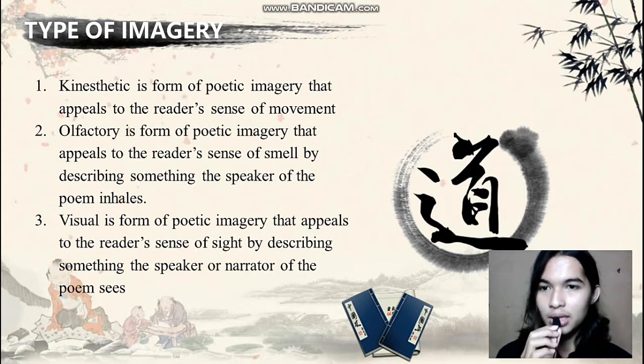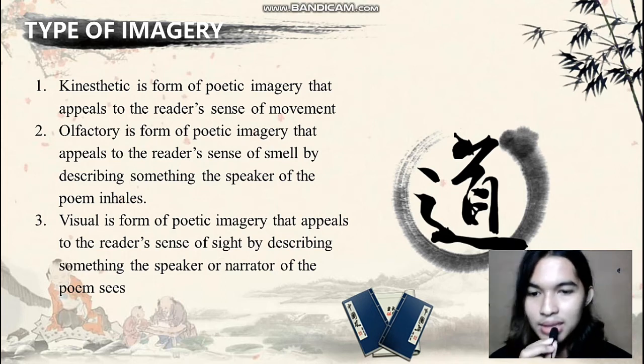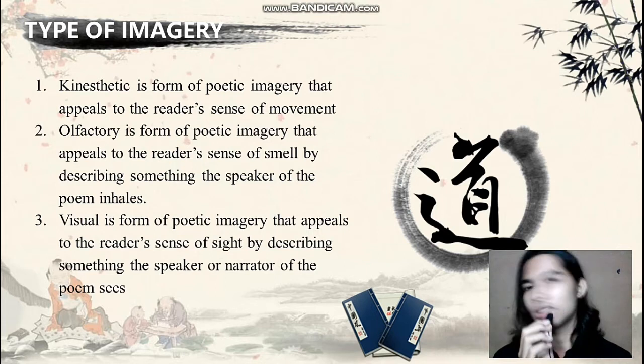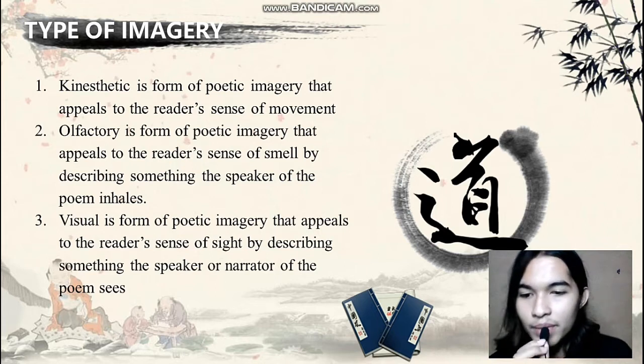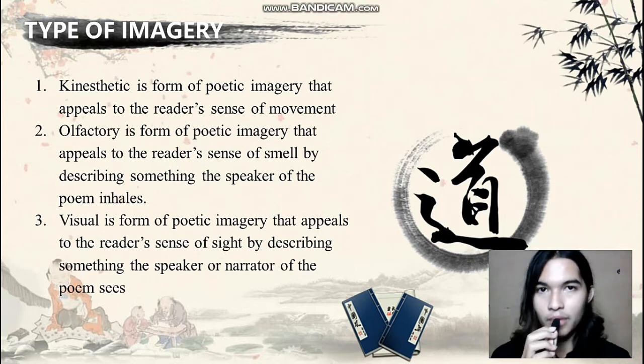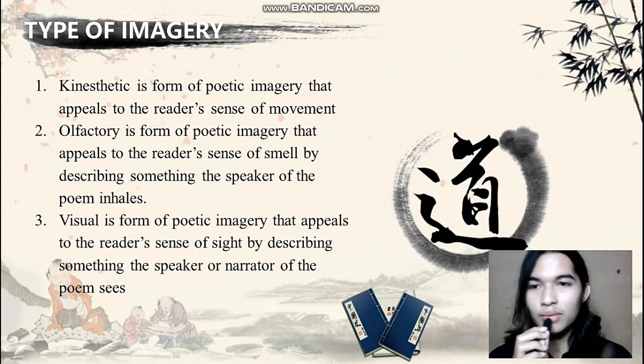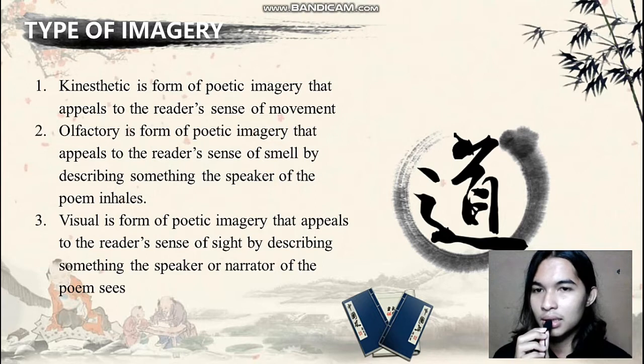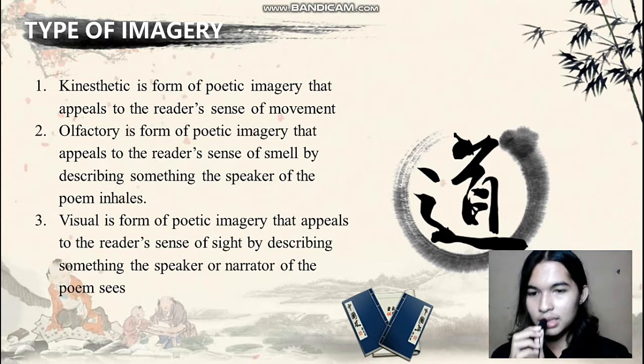Olfactory is a form of poetic imagery that appeals to the reader's sense of smell by describing something the speaker of the poem inhales. Smell is one of the most powerful triggers of memory and emotion, but it can be difficult to write about in a poem. So in olfactory, the narrator is trying to engage the sense of smell.